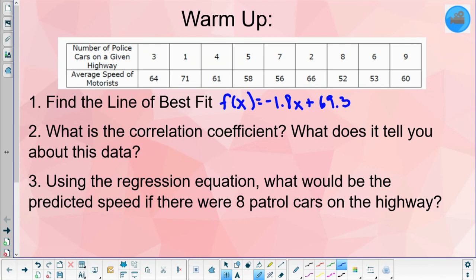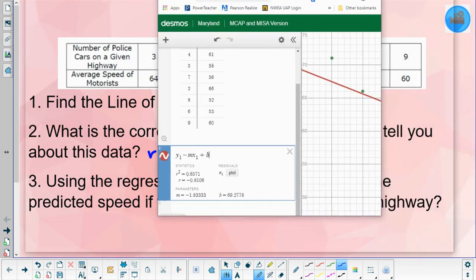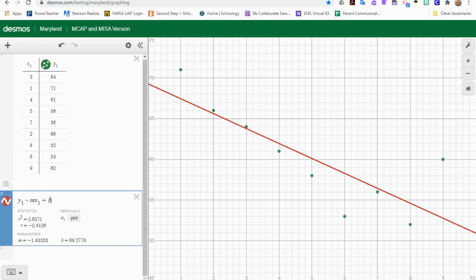Okay, what is the correlation coefficient? If we're looking at our R value on the calculator, the R value is negative 0.8106. Now, what does that tell us? It tells us a couple things. One, it tells us that it's negative because of this negative here. And I can also tell when I look at my graph that my slope of my line of best fit is negative.